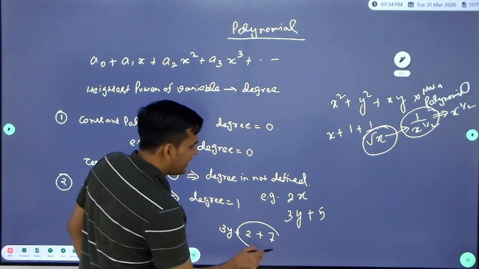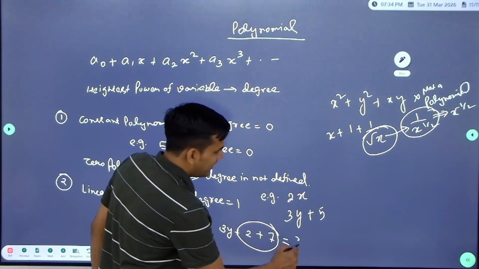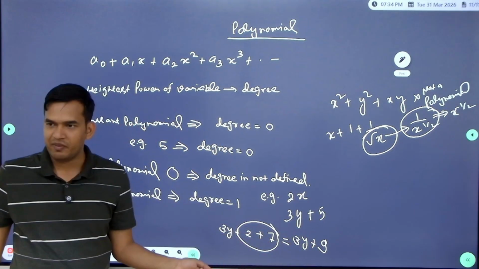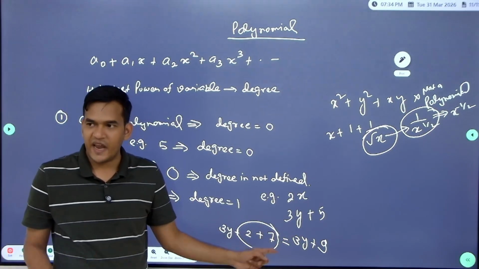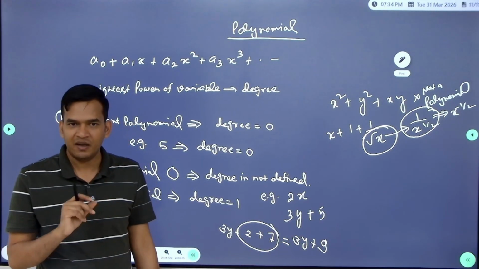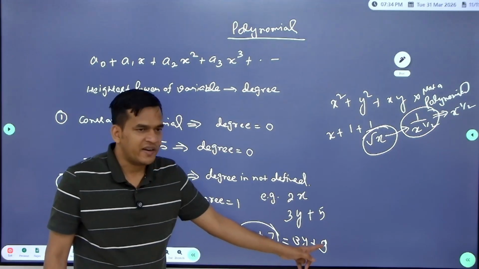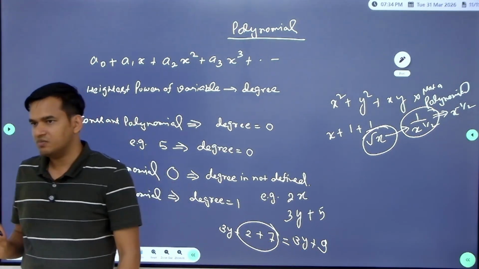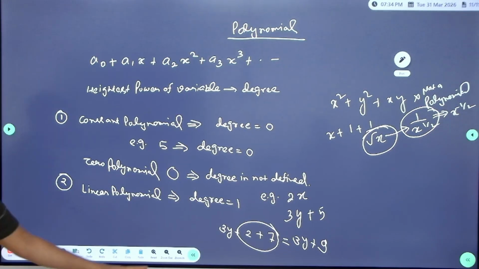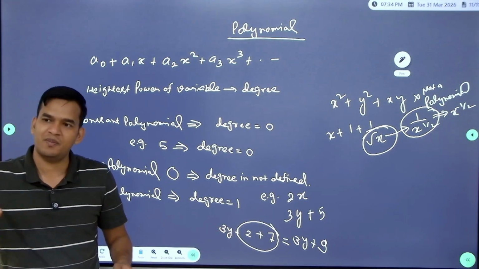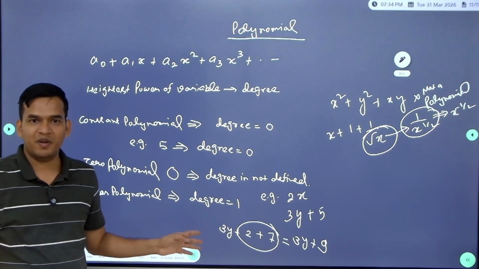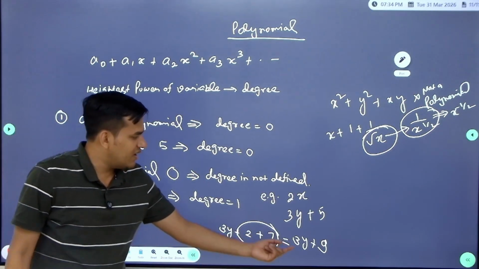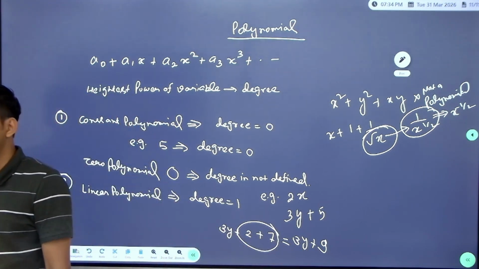This constant will be considered a single term because we can write it as 3y plus 9. Then 9 cannot be added with 3y. It cannot be mixed together, because like terms can be added together, unlike terms cannot be added. So 3y and 9 both are separate terms. So in this case also there are only two terms, not three terms. We will not write them as three terms. Otherwise I can write it as 1 plus 1 plus 1 plus 1 plus 1, and there may be 8 or 10 terms, but it is not like that. In a linear polynomial, the maximum number of terms is two.